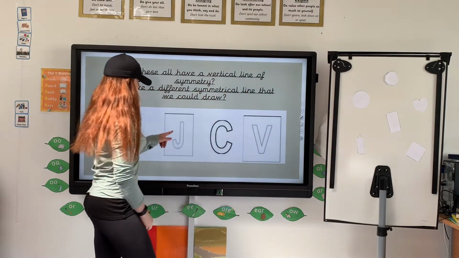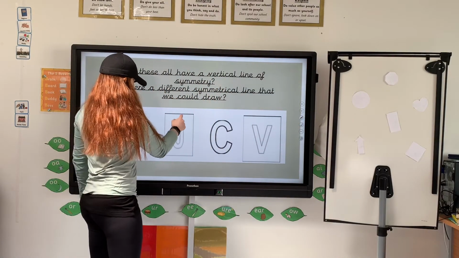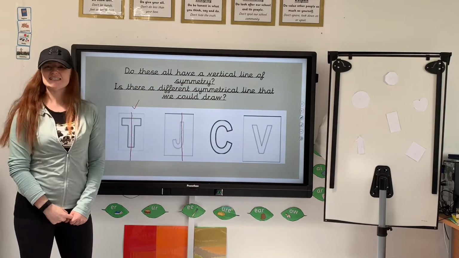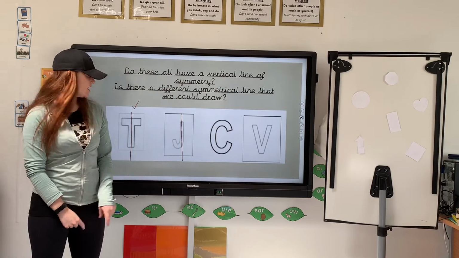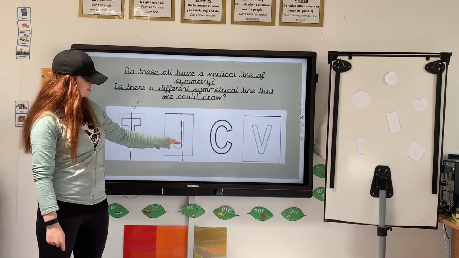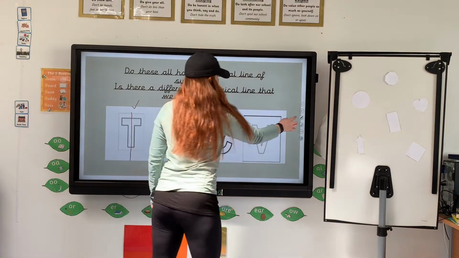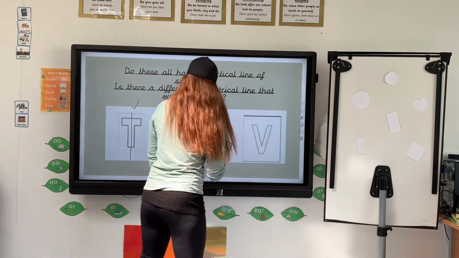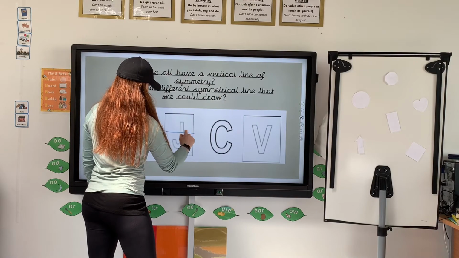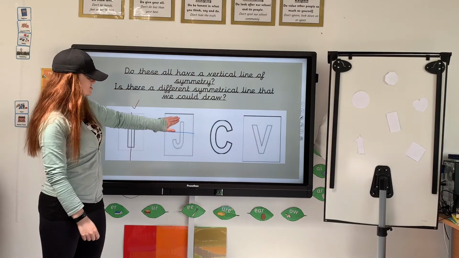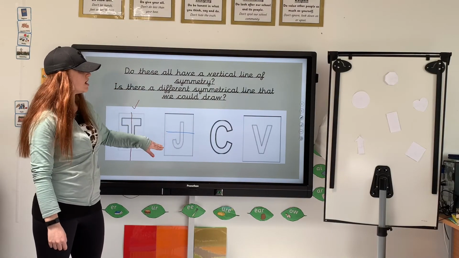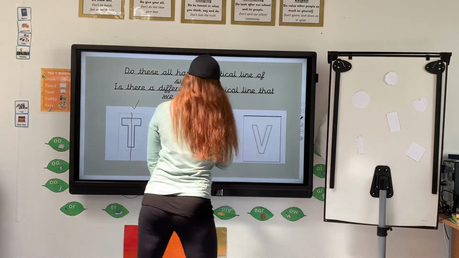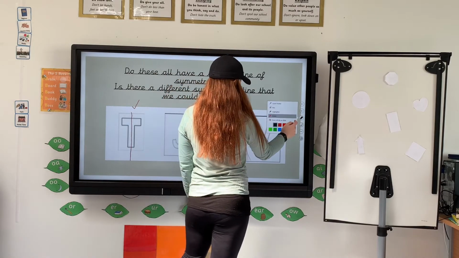Let's try vertical symmetry on the J. So if we're going through the J vertically, I can see that it does not have vertical symmetry because this side has the hook round, but this side does not. So I know it doesn't have vertical symmetry. And let's have a little look at horizontal symmetry, so straight across. Again, I can see the top half is not the same as the bottom half, and therefore that J has no symmetry. So I can get rid of that one.